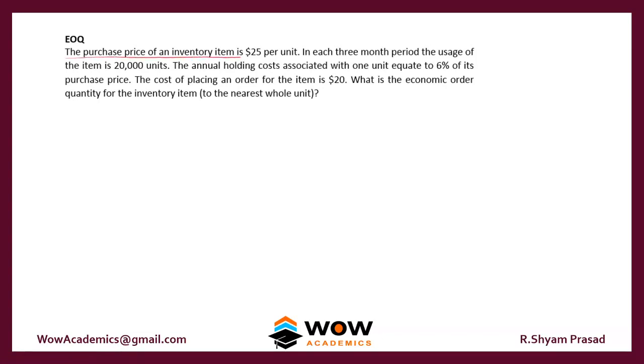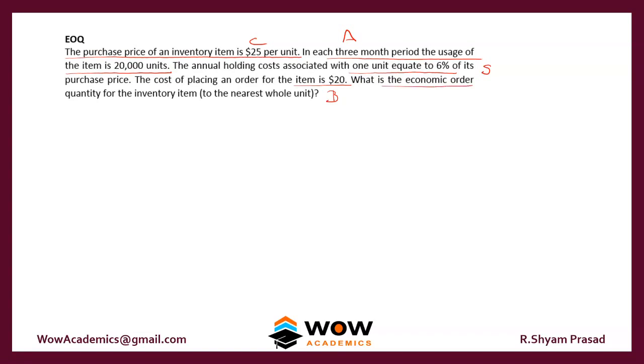The purchase price of an inventory item is $25. So what is this? This is C. In a 3 month period, the usage of the item is 20,000. So this is A. But what we want is annual demand, not 3-month demand, so we have to work it out separately. The annual holding cost associated with 1 unit equates to 6% of its purchase price. So this is the S. The cost of placing an order for the item is $20. So this is the ordering cost, which is B.